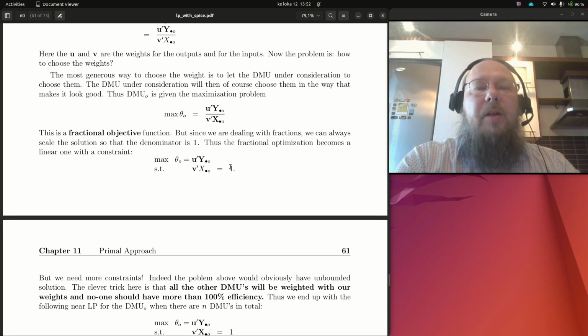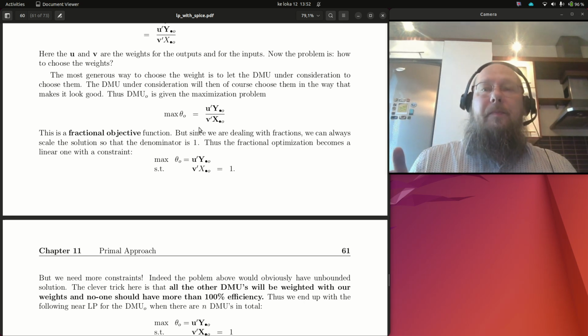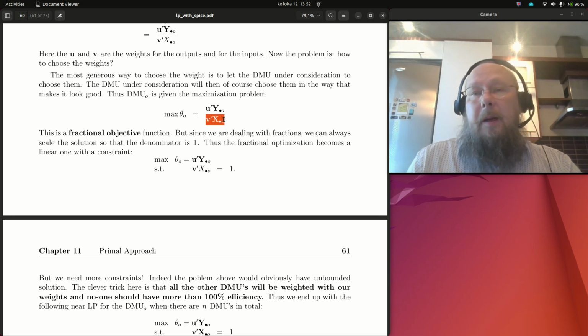Again, the reason for this is that if I have some solution U, V, then alpha U and alpha V is the same solution. It gives the same number. I've just multiplied the numerator and denominator by the same number, nothing changes. So I can assume that this denominator is a given number, any number basically. And why not take it to be 1, because that's simple.